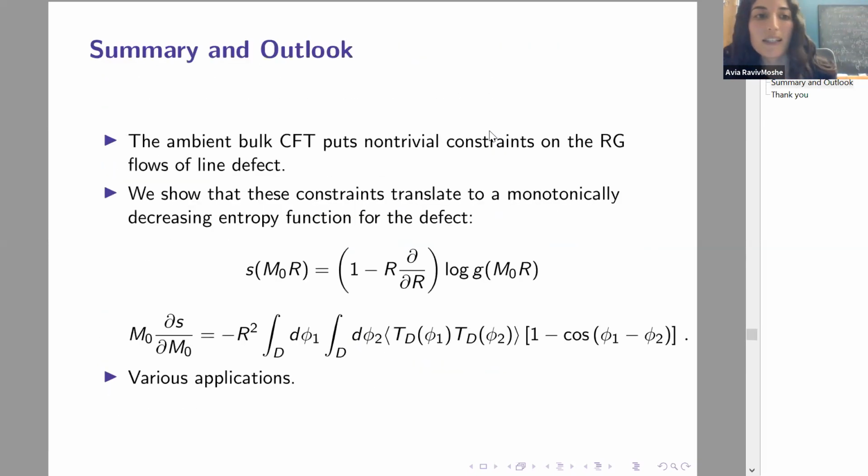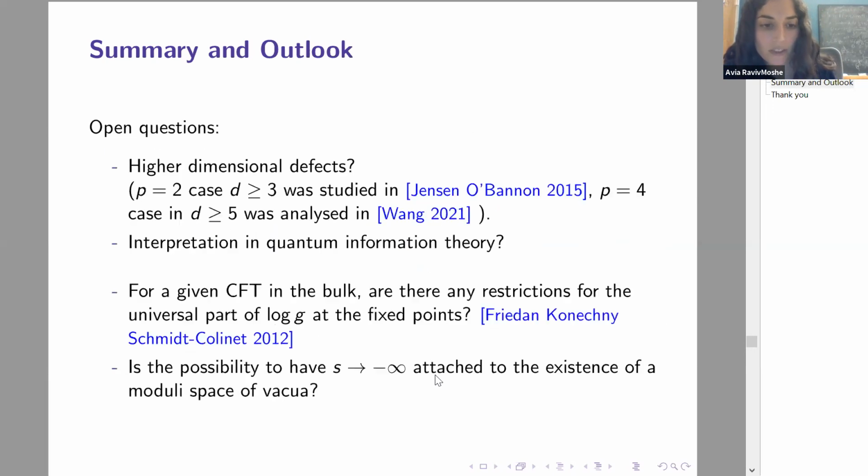So let me conclude. We found that the bulk CFT puts non-trivial constraints on the RG flow on line defects. We show that these constraints translate into a monotonically decreasing entropy function for the defect given by this expression, and that this gradient formula is satisfied. We've checked this and demonstrated it in various applications.